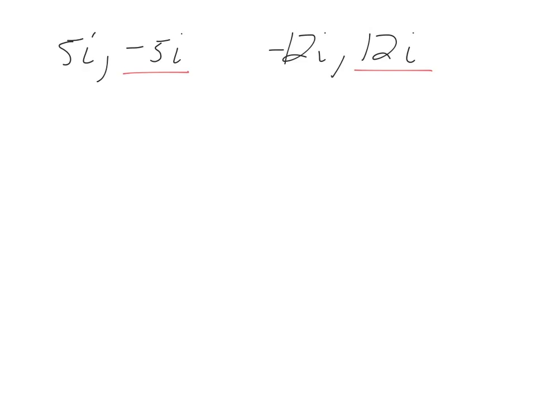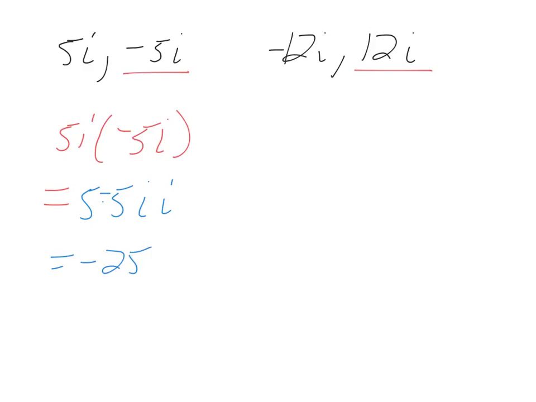Now if we multiply those, 5i times -5i, I'm just going to put like terms together because it's multiplication all the way through there. So I'd have 5 times -5, and i times i. So 5 times -5 is -25, and i times i is i squared. So then we have -25, and i squared, remember from the last lesson, is -1. So then -25 times -1 is 25. That would be our answer.